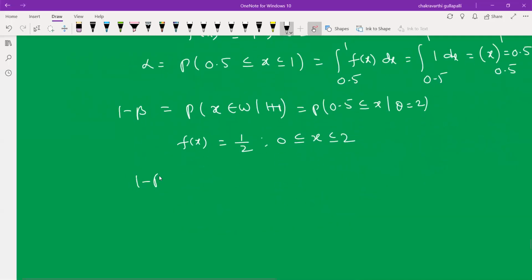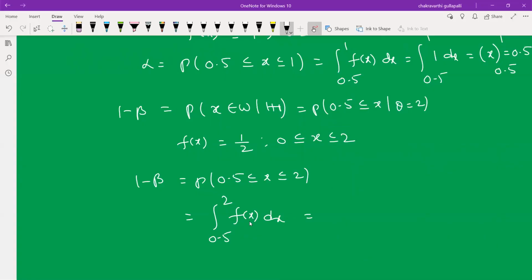Now, 1 minus beta is equal to the probability that X lies between the lower value 0.5 and the upper value 2. The probability density function is 1 by 2. Integral from 0.5 to 2, applying the continuous random variable properties: f of x dx. To find this probability value, you have to use the continuous random variable properties.